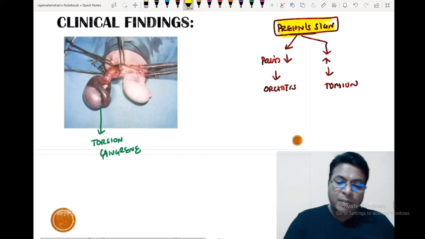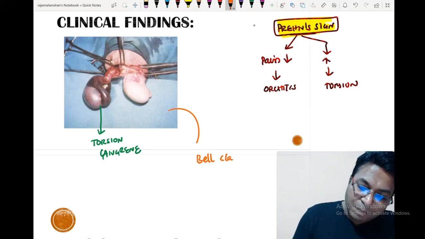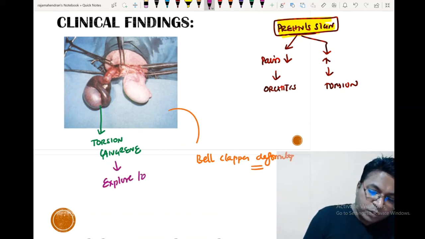So the most common anomaly seen is bell clapper deformity. I will show you the bell clapper deformity that will come in MCQ. So bell clapper deformity is a cause of torsion, and please remember, in torsion always explore both sides. You should explore both sides at the same time. Okay.